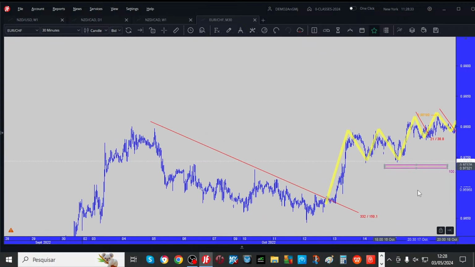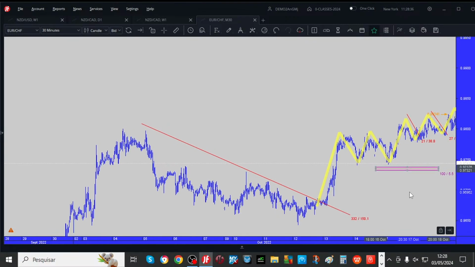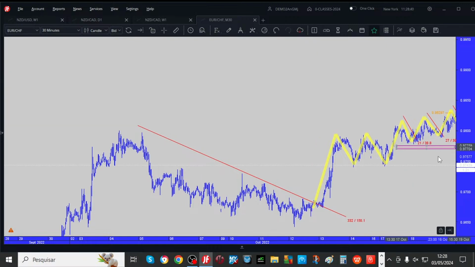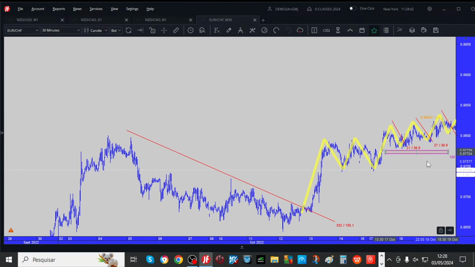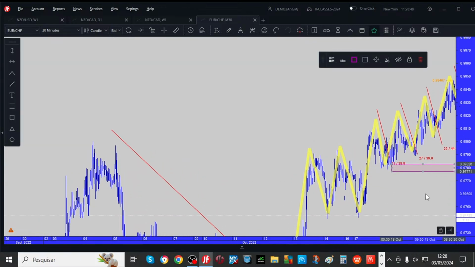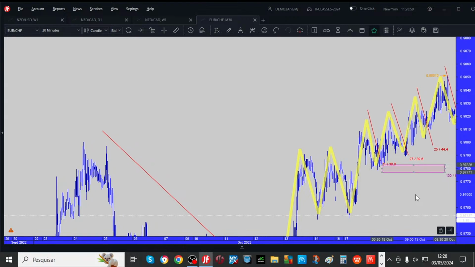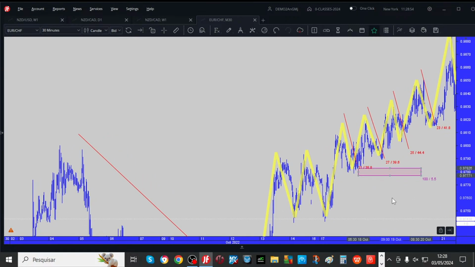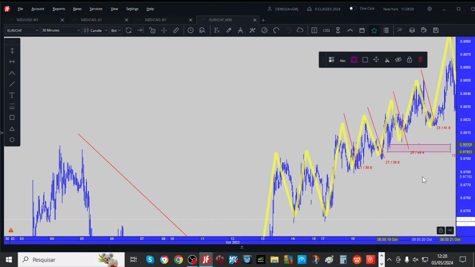You're going to wait for a higher low, higher high, cancel and replace the stop. You're going to wait for higher low, higher high, cancel and replace the stop, locking in profits. You're going to wait for higher high, higher low, higher high. You're going to cancel and replace.